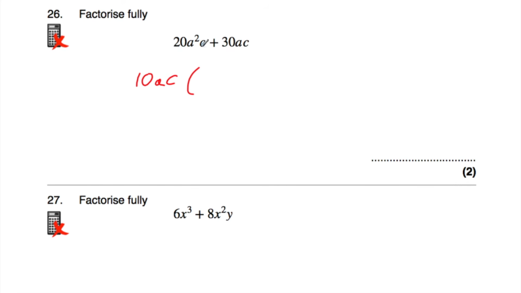So if we had 20a squared c and we divide that by 10ac, well 20 divided by 10 is 2, so 2. a squared divided by a, well that's going to be a, and we're taking out our c as well, so it'll just be 2a. And let's just check that, 10ac times 2a, well 10 times 2 is 20, a times a is a squared, and then we've got our c, so that'll be 20a squared c. And then we've got plus, and then we've got 30ac, and we're going to divide it by 10ac. Well 30 divided by 10 is 3, and we've taken out our a and our c, so it'll just be 3. And that's it. So the answer would be 10ac, open brackets, 2a plus 3, close brackets.